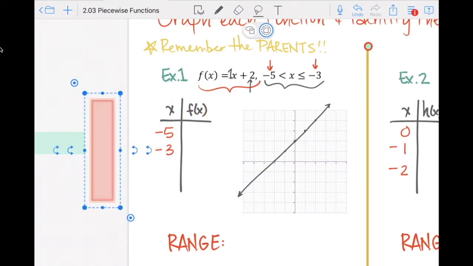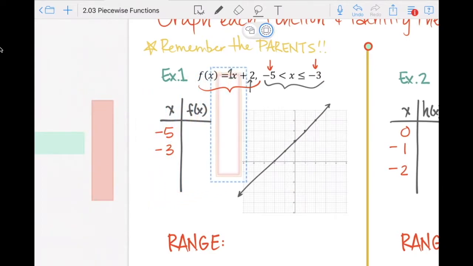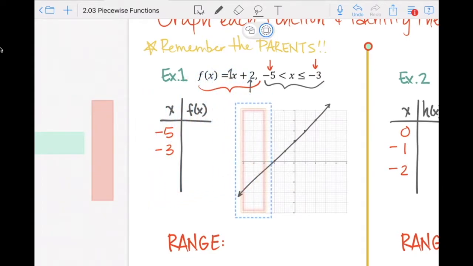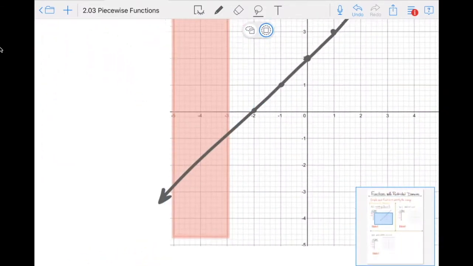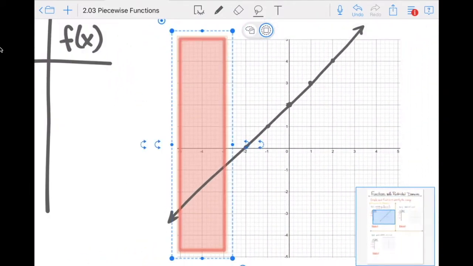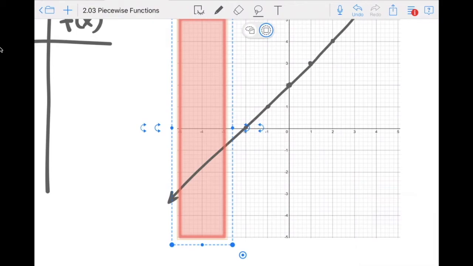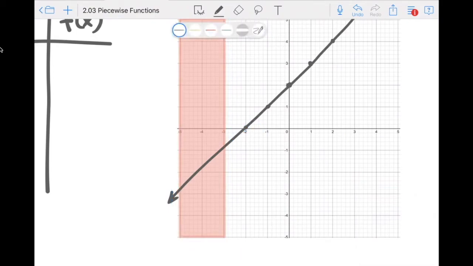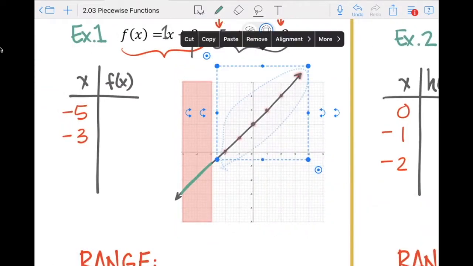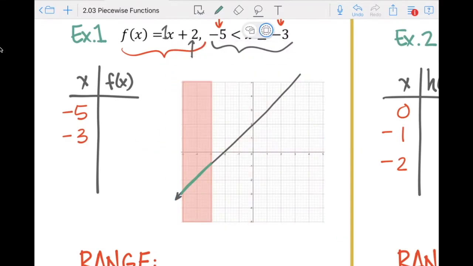We need to look at the part of the graph that corresponds with that restricted domain of -5 is less than x, which is less than or equal to 3. So I've created these boxes where we can highlight the area of the coordinate plane that we need to look at. So notice we're going from -5 to -3. In other words, for this function, we only care about, or we can only graph, or another way to say it is, the function is only defined for anything in that section. Okay, so now we don't care about any part of the line except for what's in that pink box. So we're looking right here.